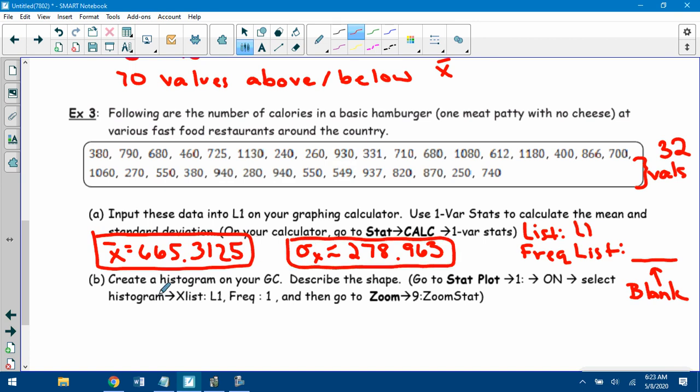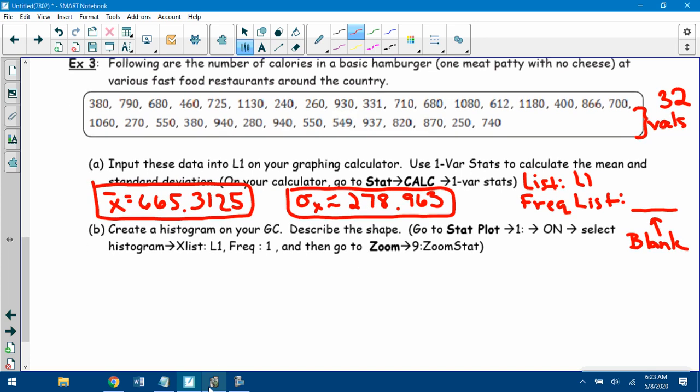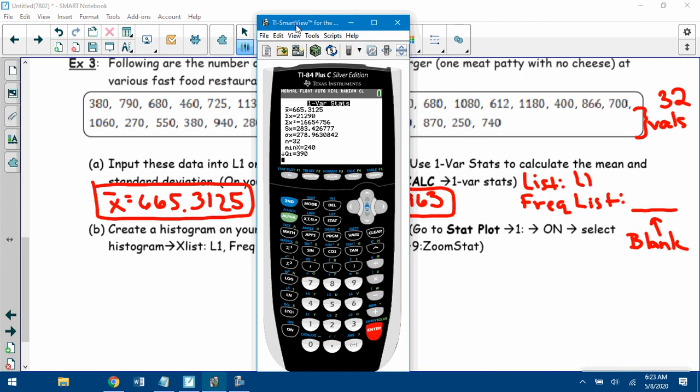Okay. It says create a histogram on your graphing calculator. Describe the shape. So if I want to do a histogram, I have to follow these directions. I go to stat plot 1, and before I move, maybe I should mention, most of the things on the screen we're not going to use. So this number, this number, this number, I'm not going to use. N equals 32 means the number of values. The Q's, if I arrow down, this stands for minimum. The lowest value is 240. Quartile 1, median, the middle value. Quartile 3, and the maximum value. I'll talk more about some of these in a second.